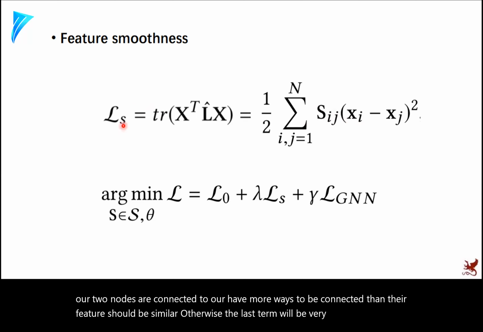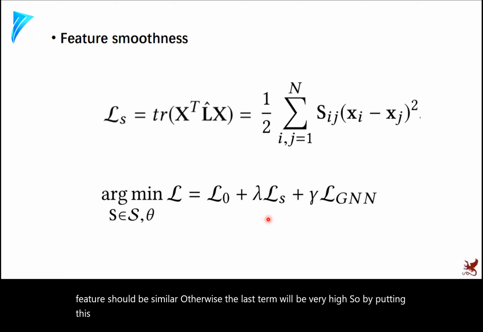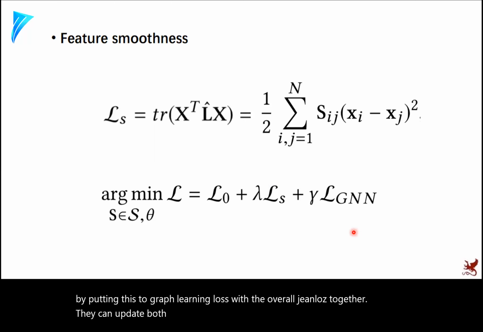So by putting these two graph learning losses together with the overall GNN loss, they can update the GNN parameters while learning a more accurate graph.